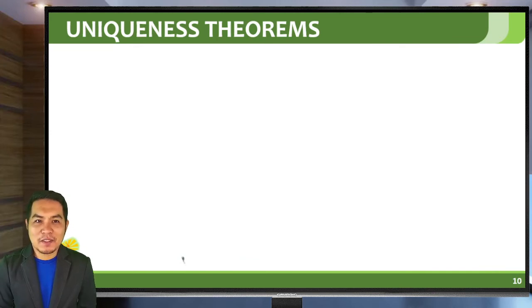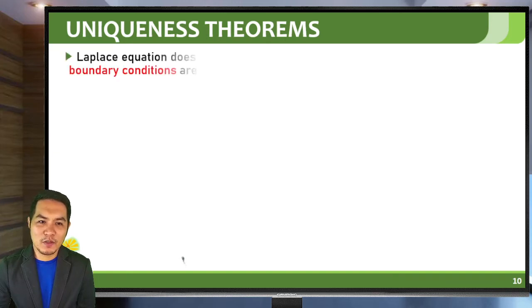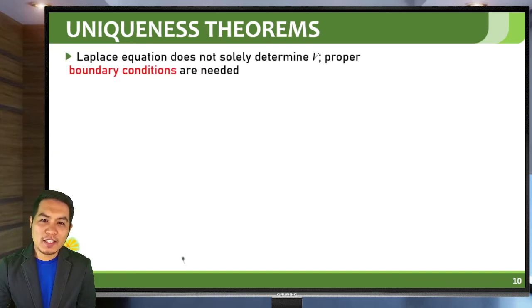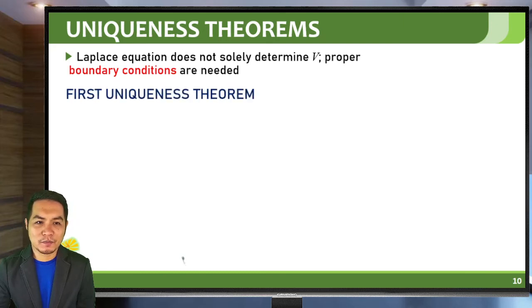The Laplace equation is based on the premise that you can uniquely determine the potential if you apply the Laplace equation. So we will be discussing two uniqueness theorems. Of course, the Laplace equation does not solve itself. You need to have proper boundary conditions if you want to solve the potential using the Laplace equation.